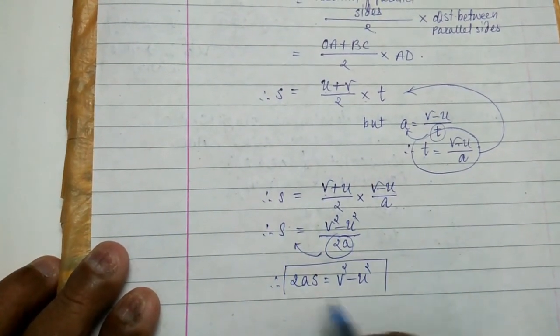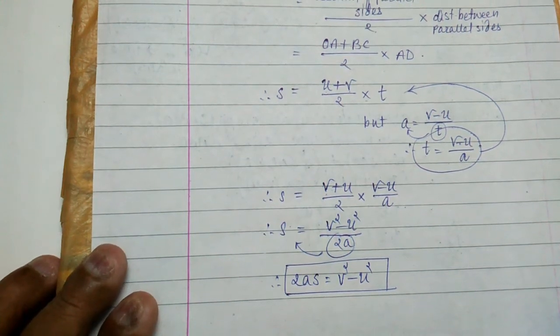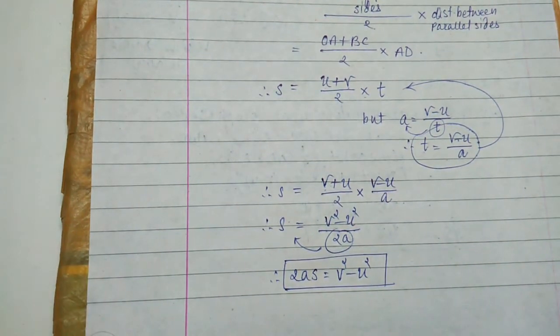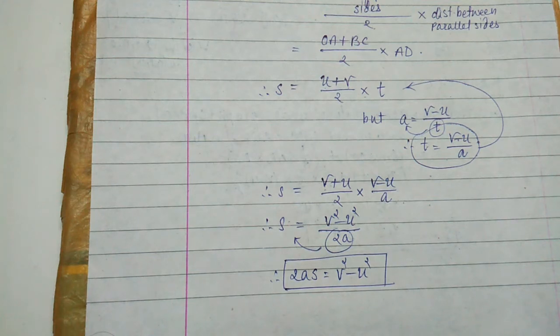This is the third derivation. It is the relation between position and velocity. So these three relations can be asked for 3 marks. So please practice these three derivations for the exam. Now, thank you.